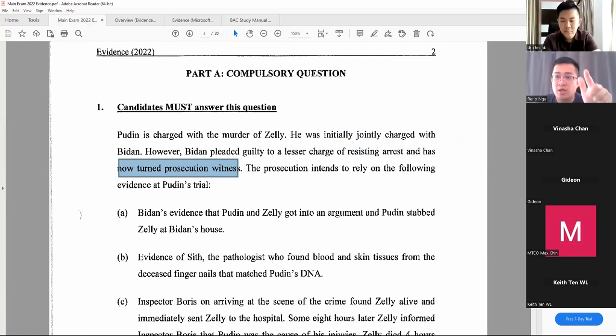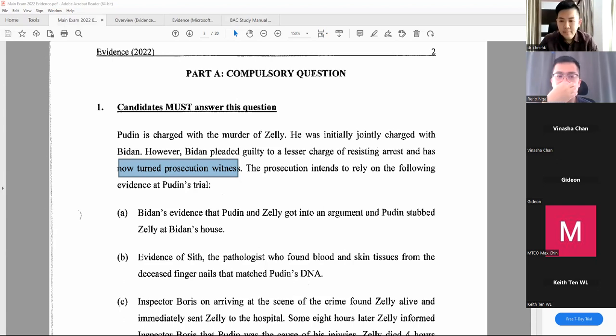You can say he was jointly charged, so he's a co-accused. But co-accused can mean PP versus A and B: A is the accused, B is the co-accused. But in this case, it's a separate case, because they don't put them together. So I don't think he is a co-accused. Moreover, they already mentioned he turned into a prosecution witness. Okay? Then Angeline: the objection must be taken if the secondary evidence is established.